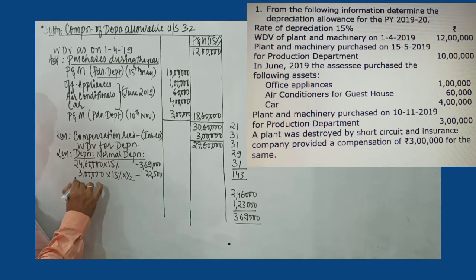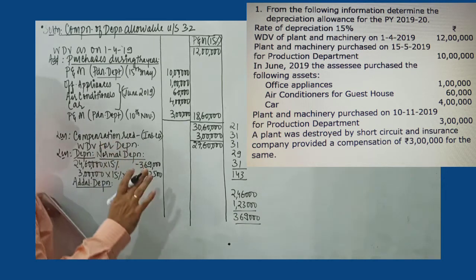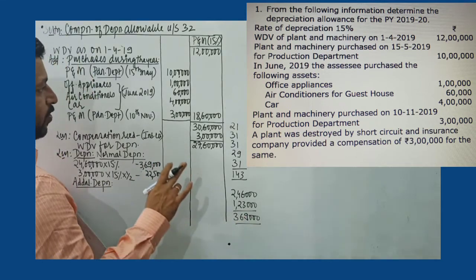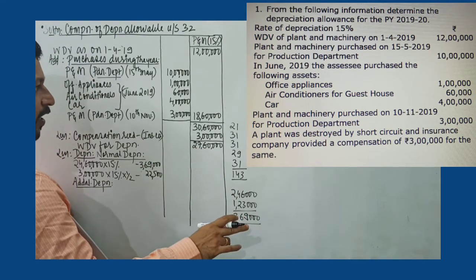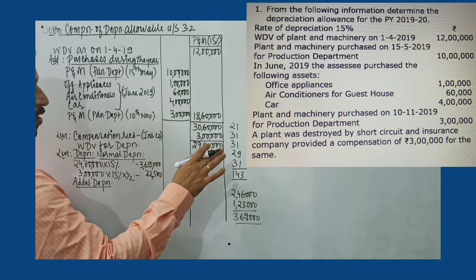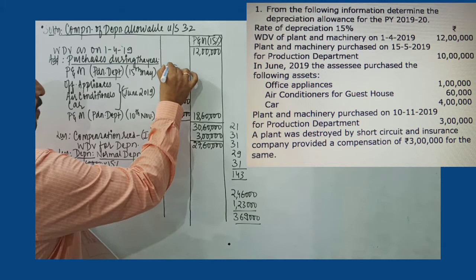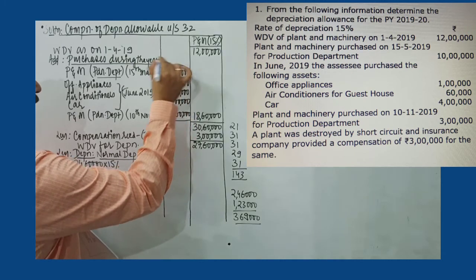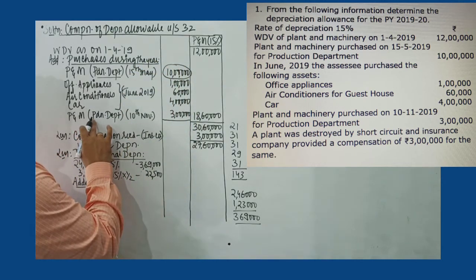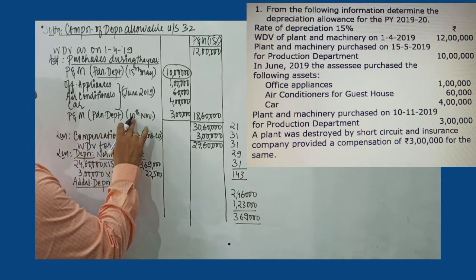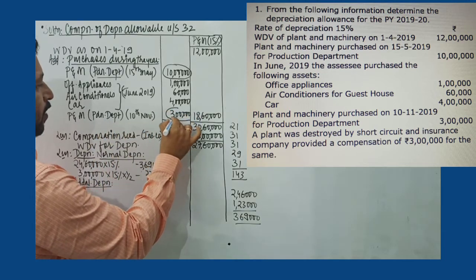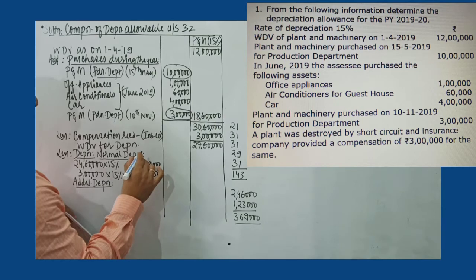Next we talk about additional depreciation. As we know, additional depreciation is applicable only on new plant and machinery purchased, installed in the factory and used in production or manufacture. And we have this plant and machinery for production. This number is eligible for additional depreciation. Again, there is plant and machinery purchased for production department. This number is also eligible for additional depreciation.